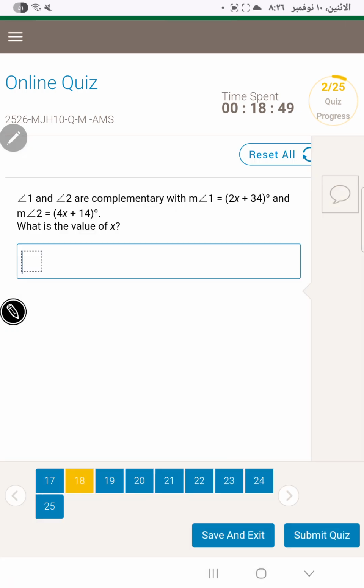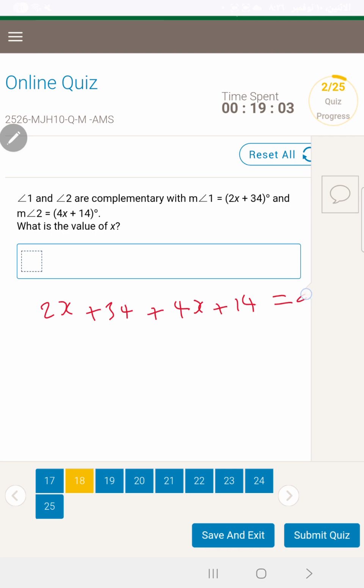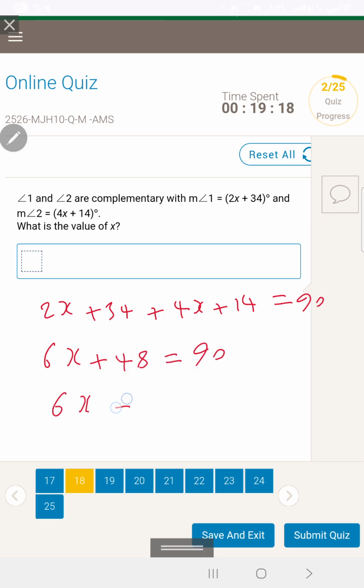Question number 18. Angle 1 and angle 2 are complementary. Complementary means they add up to 90 degrees. So 2x plus 34 plus 4x plus 14 equals 90 degrees. So here you have 6x plus 34 plus 14 is 48 equals 90. 6x is equal to 90 minus 48. Divide both sides by 6. You get the value of x. They want the value of x, so that's it.